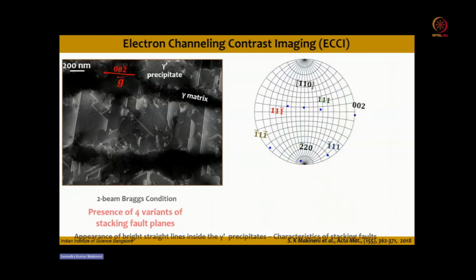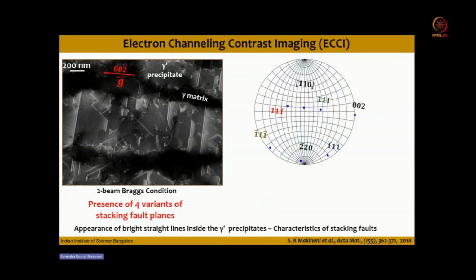So here I am giving you a very nice example of a superalloy. You can see that usually these superalloys have gamma prime and gamma precipitates. So these are the two phase structures, gamma prime and gamma matrix. Gamma prime is ordered, gamma is a solid solution. Now these are creep samples. So you can see that this is an SEM image, a backscattered image taken in a Zeiss microscope, where you can see certain bright features located inside the gamma prime phase. And these bright features are exactly similar to what we see in TEM of stacking faults.